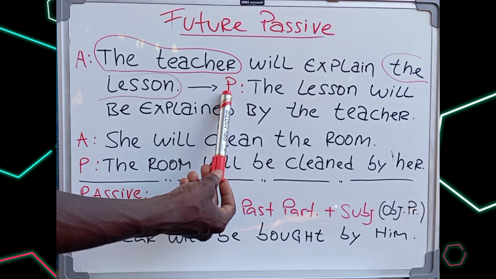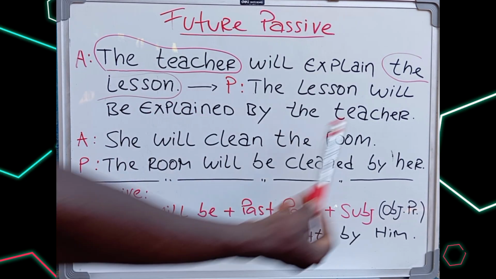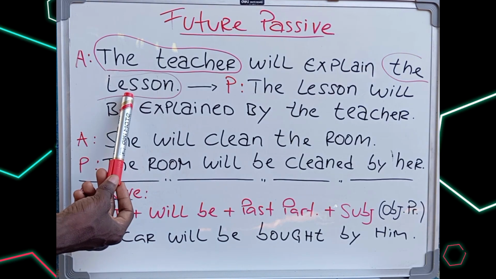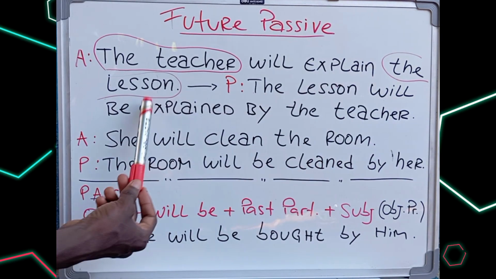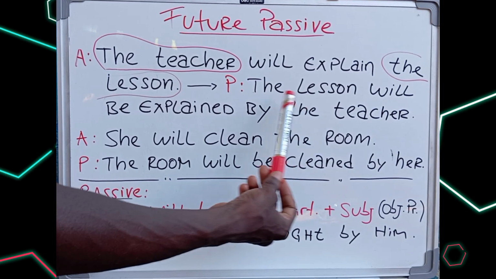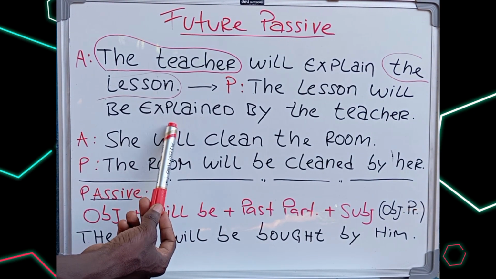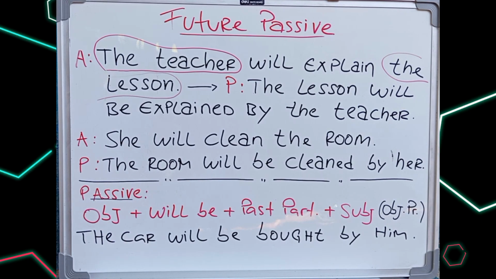Now we have our passive voice of this sentence. We begin the sentence with the object. We invert the position. The lesson, okay, the lesson will be explained. Now, this is the formula. You need to pay attention.